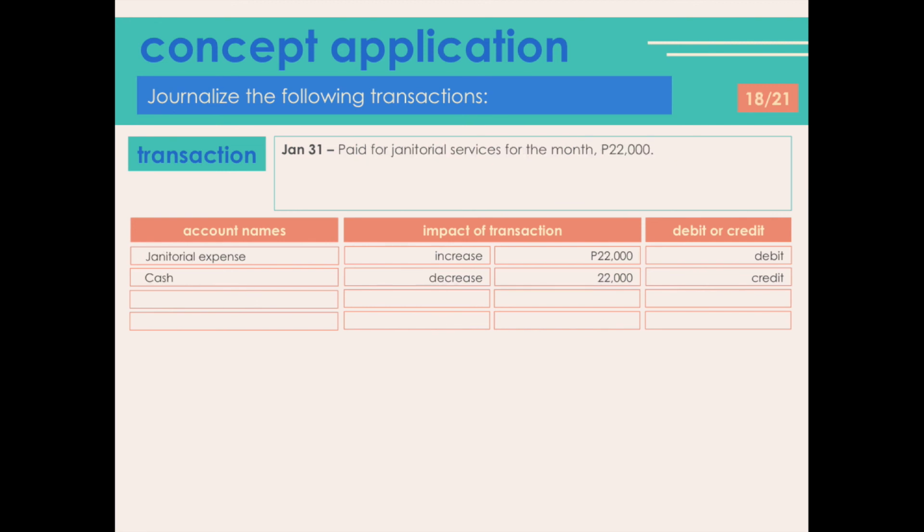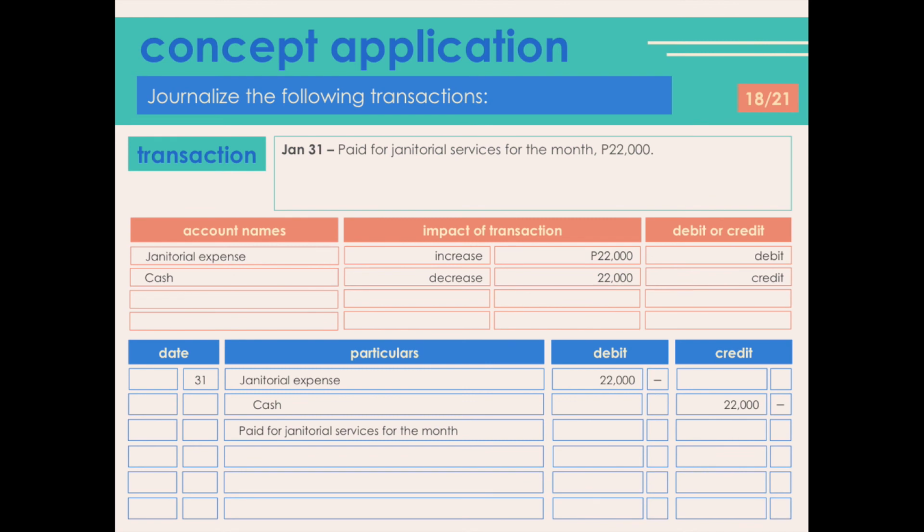January 31. Paid janitorial services for the month, 22,000 pesos. The janitorial services here pertain to the services for January, and since it's already January 31, we know that the company has already benefited from the services. We therefore debit janitorial services for 22,000 and credit cash for the same amount since payment has been made.